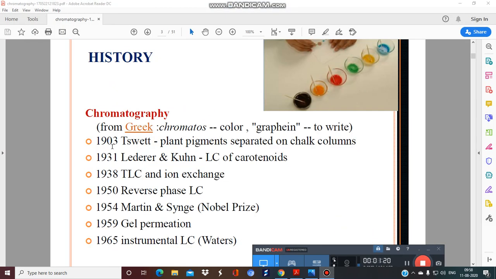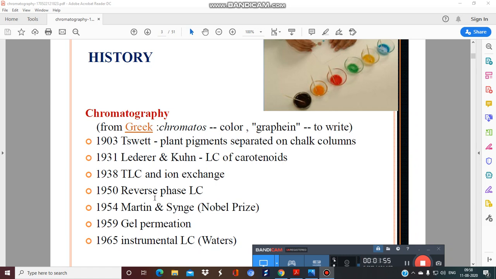In 1903, Tswett used plant pigments, which were separated on chalk columns. He used chalk. Just imagine, calcium carbonate is used as an adsorbent, as a stationary phase. I hope you have an idea of the stationary phase now. Please go by video number 1, part number 1. Next, a number of other scientists worked in the field of chromatography.